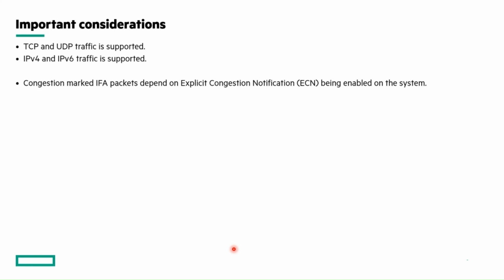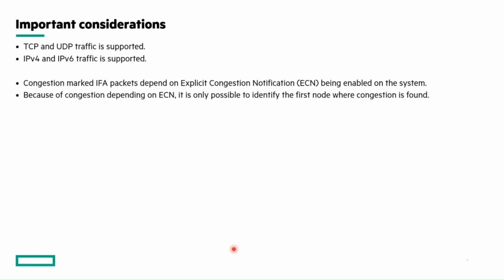The congestion-marked IFA packets, as I was mentioning earlier, depend on ECN being enabled on the system. Because congestion depends on ECN, it was only possible to identify the first node where congestion is found. So ECN needs to be enabled on all nodes in order to get congestion metrics on the terminator. This is not necessary, but it's the best recommendation, because that's where you will have your congestion details of wherever in the IFA zone the switch is experiencing congestion.